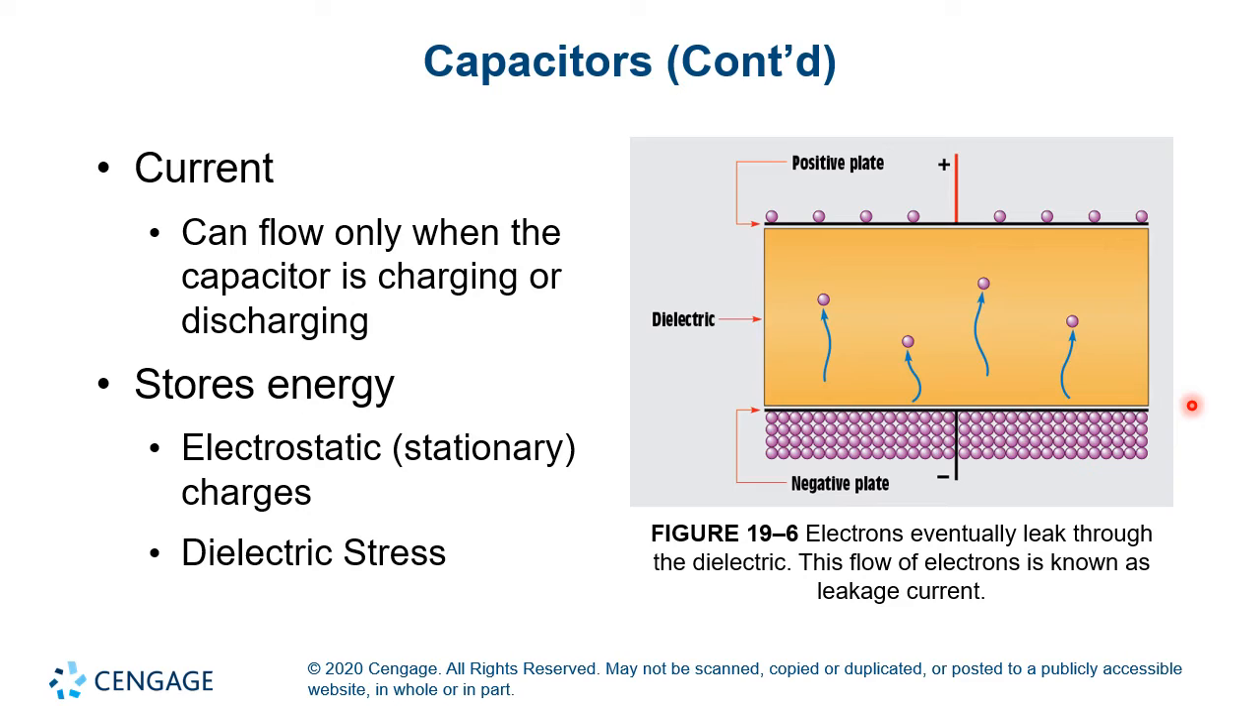Now, keep in mind, in terms of the overall storage of charge, this is being done by what's referred to as an electrostatic charge, right? So we think of them as static, and it should be relatively static. And the other thing that happens is what's referred to as dielectric stress. So let's take a look at what's happening with the atoms in the dielectric material.